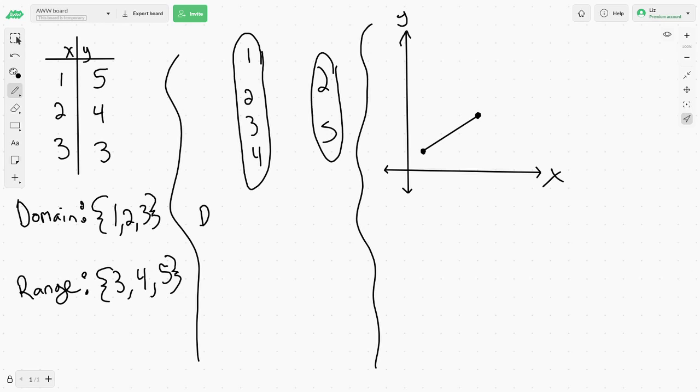What about this one? Domain. For this one, the domain is 1, 2, 3, 4. Those are the x values I see. For the range, I only have 2 values, 2 and 5.